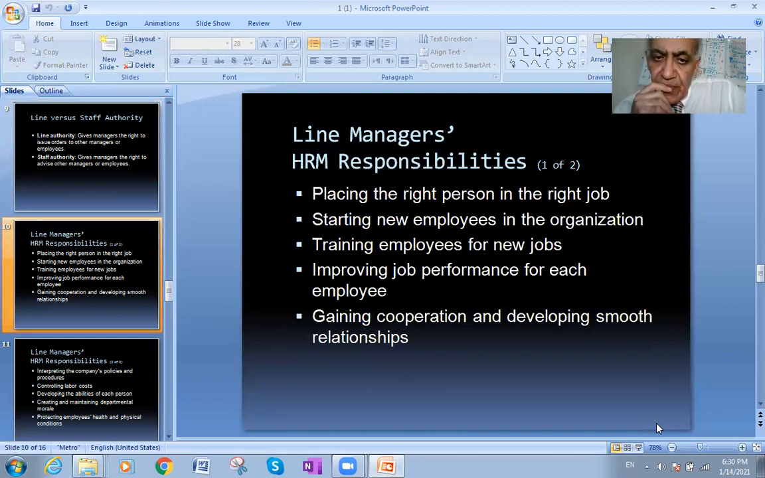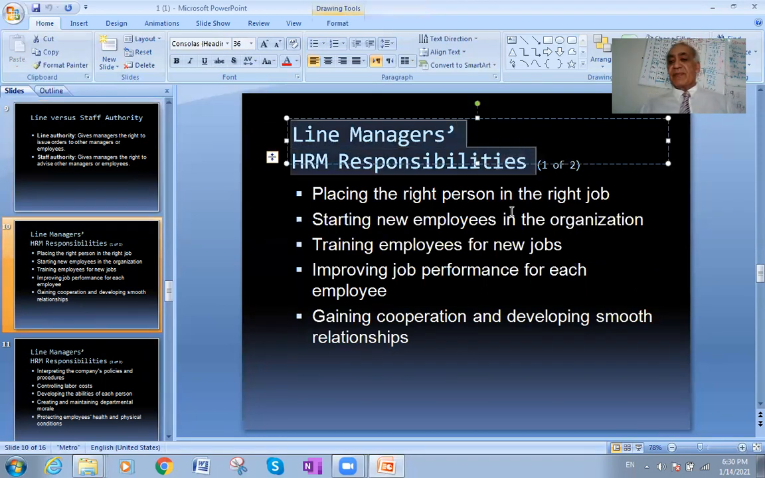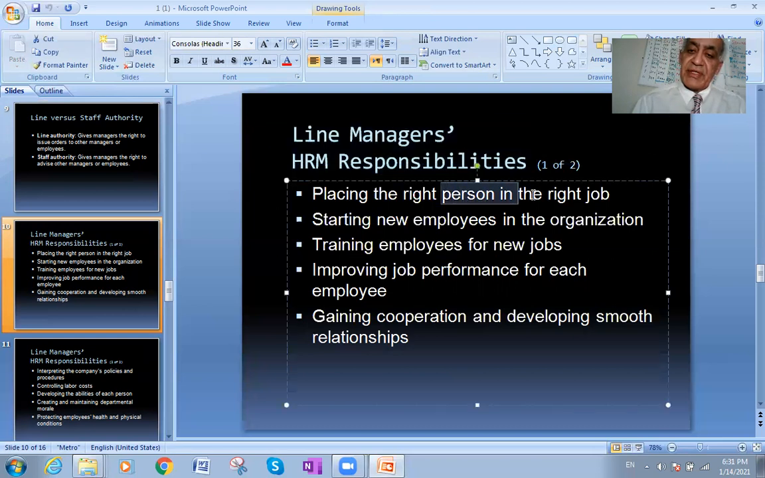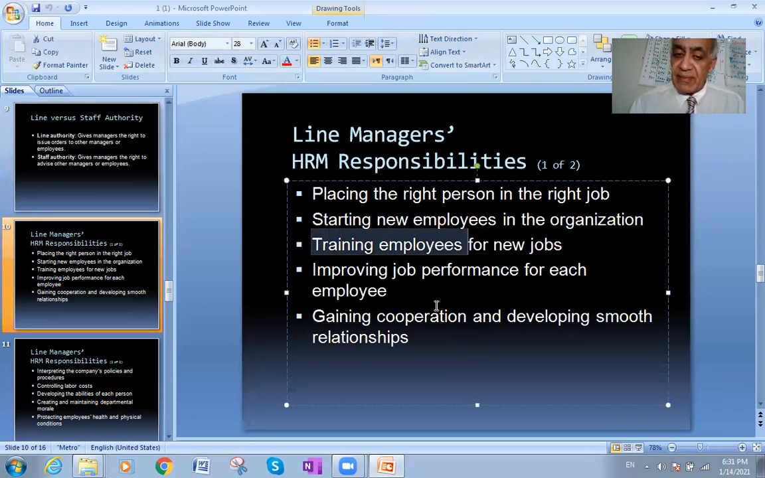So we have to place the right person in the right job. Starting new employees in organizations, this is the responsibility of the line manager in human resource. In human resource, the line manager is responsible for these points. Placing the right person in the right place. I'm working in a department, I deserve to work in this department. Starting new employees in the organization. If I hired someone and he will start to work for me, it's the responsibility of the line authority manager. Training employees, the people whom I hired, I have to train them.